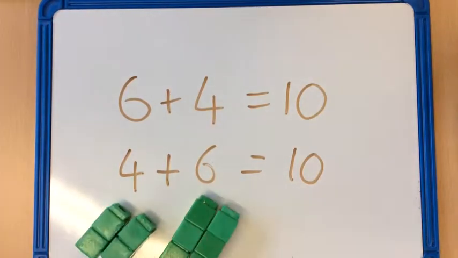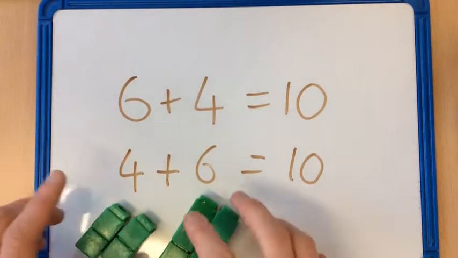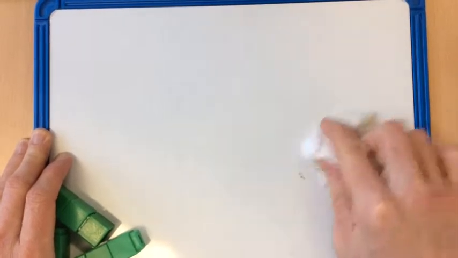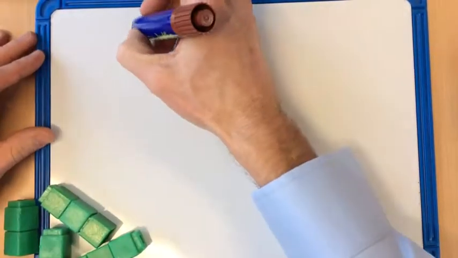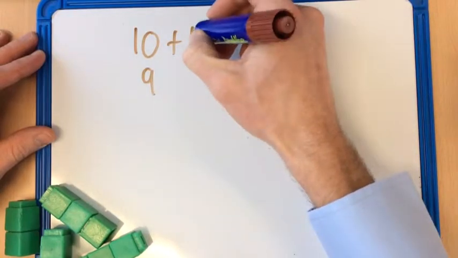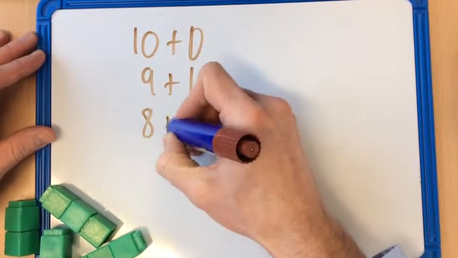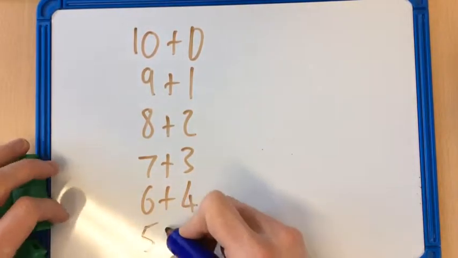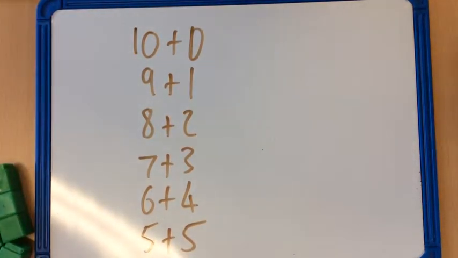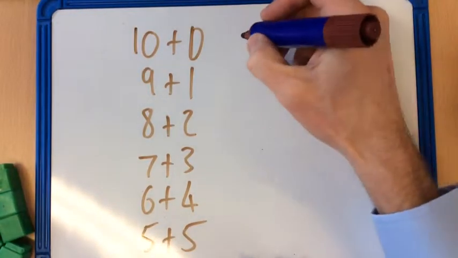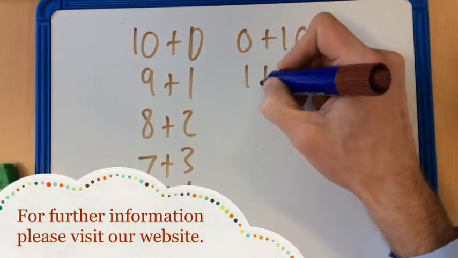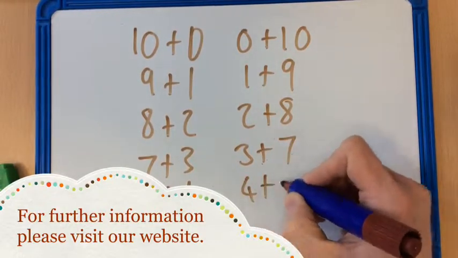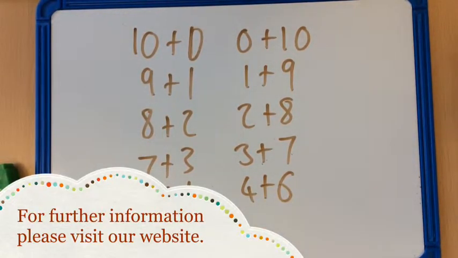And again, I'd be asking the child to investigate that and check for themselves that that rule always works. And that's a way that they can shrink the number of number bonds that they need to learn. Because really, once they get to 5 add 5, so 10 add 0, sorry, 9 add 1, 8 add 2, 7 add 3, 6 add 4, 5 add 5. The rest are what I would call the mince and tatties version of those sums. So it would be 0 add 10, 1 add 9, 2 add 8, 3 add 7, 4 add 6, and 5 add 5.